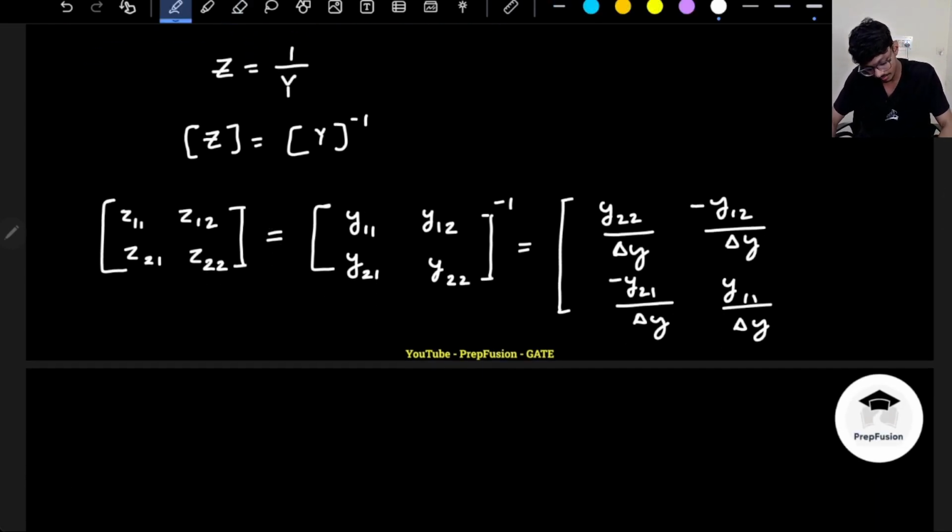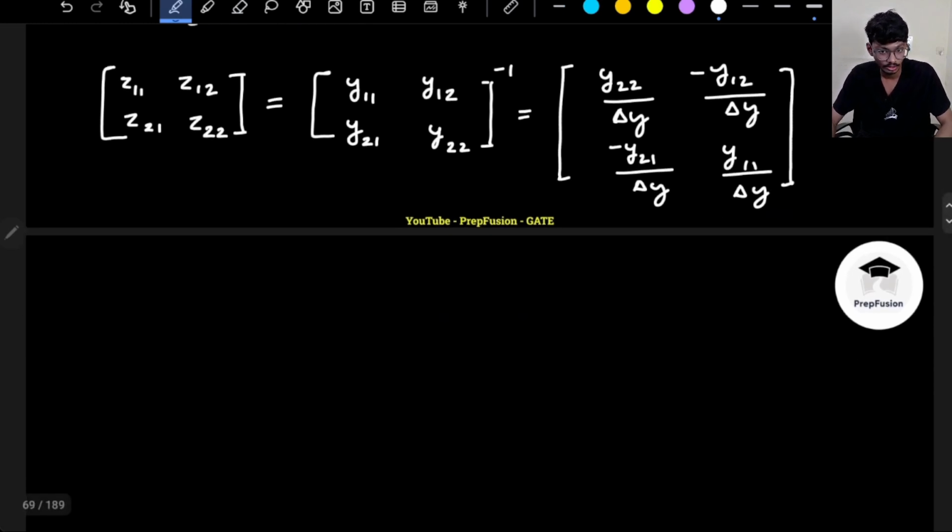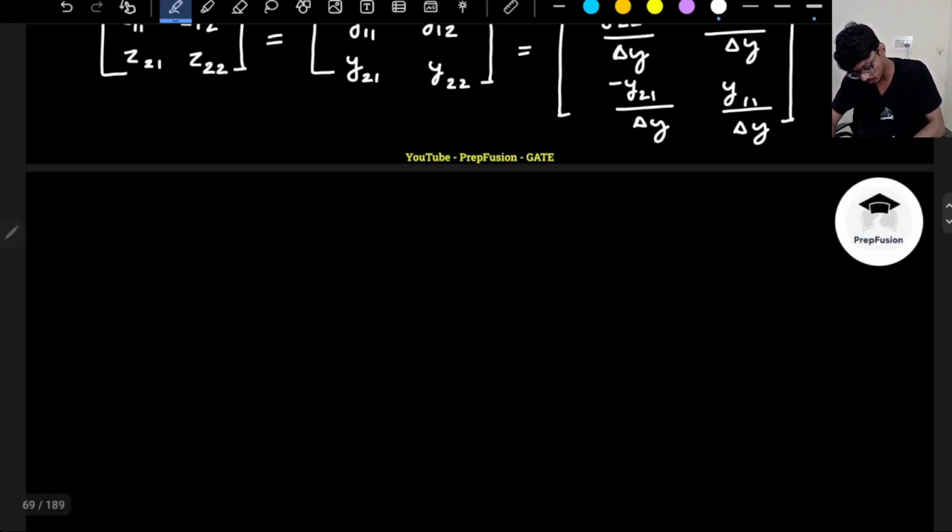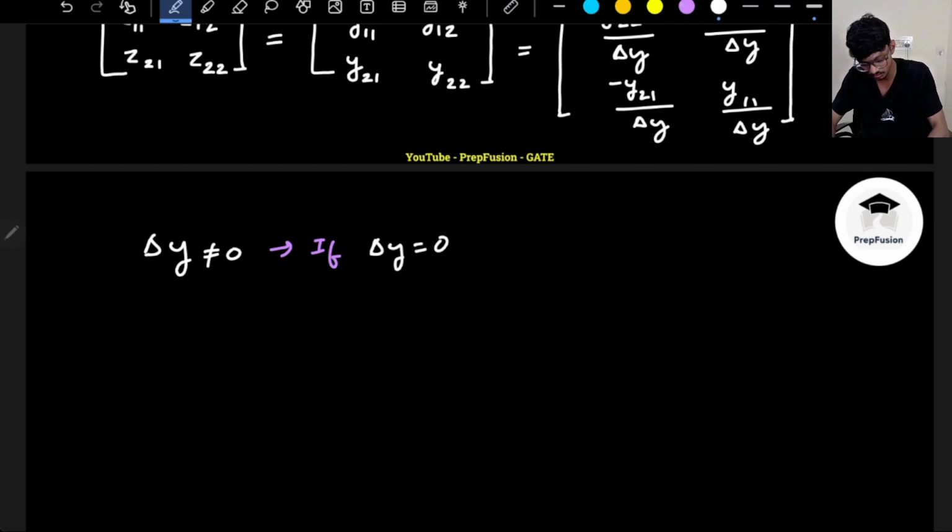Now what you have to keep in mind is that my delta y cannot go 0. Delta y is not equal to 0. Of course, if delta y is equal to 0, the inverse will not exist. If the determinant of the y matrix is 0, the inverse won't exist, and then of course you will not be able to find the z parameter.